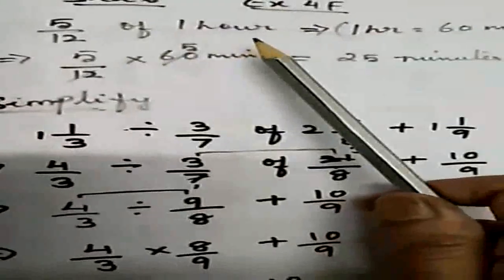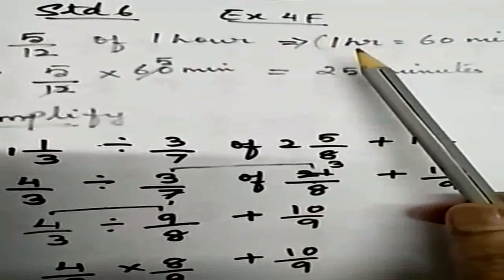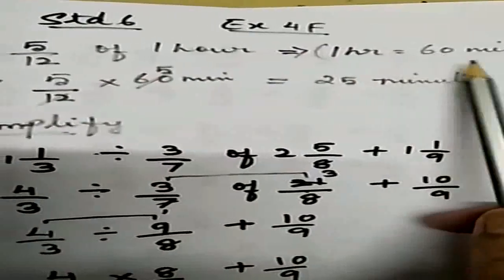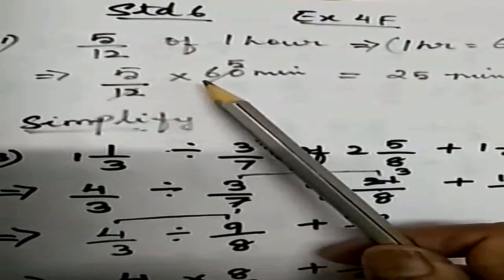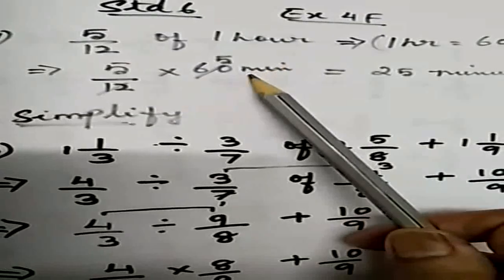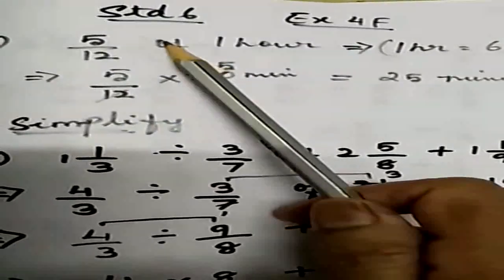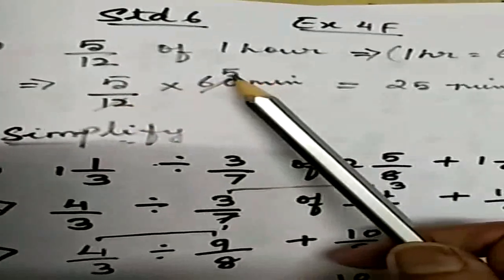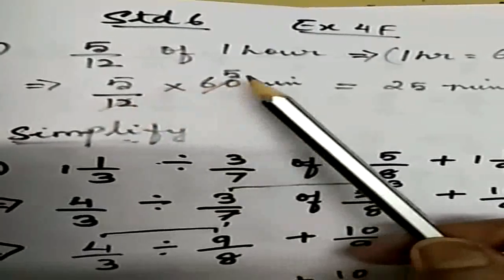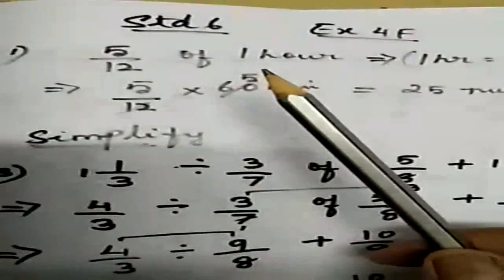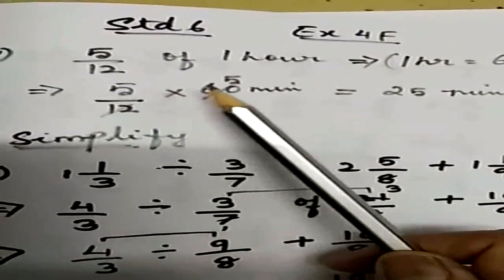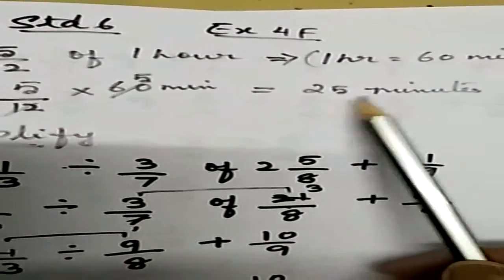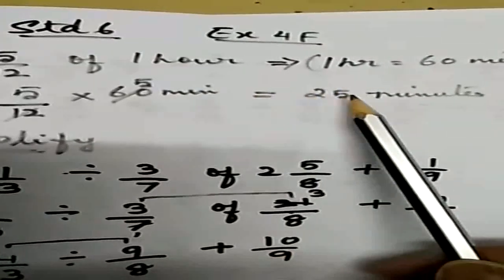Okay, so this 1 hour first I converted into minutes. Then you have to show it in the bracket. Then 5 by 12 into 1 hour is 60 minutes. Of means into 60 minutes. Then 12 and 60, 12 5s are 60. You will cancel the numerator and denominator. So now what is left in the numerator? 5 into 5. So 5 into 5 is 25 minutes.